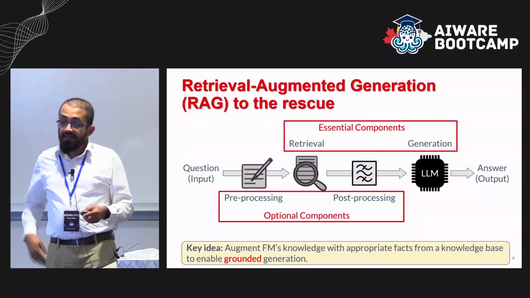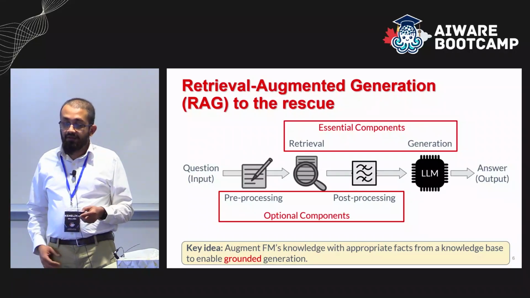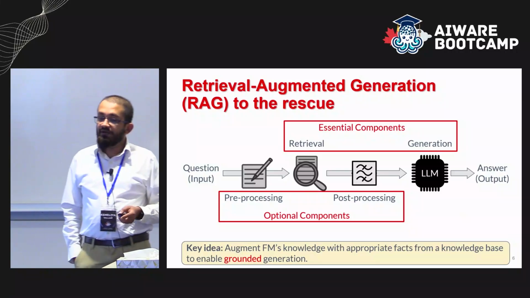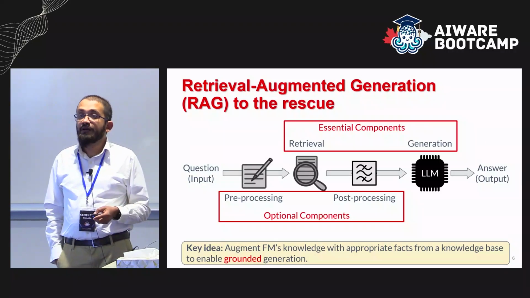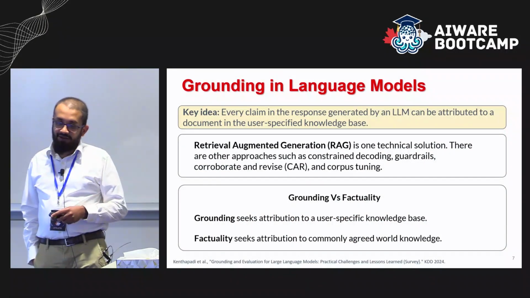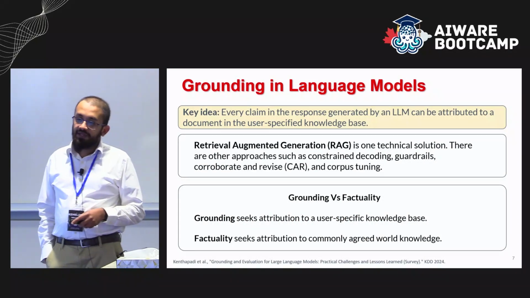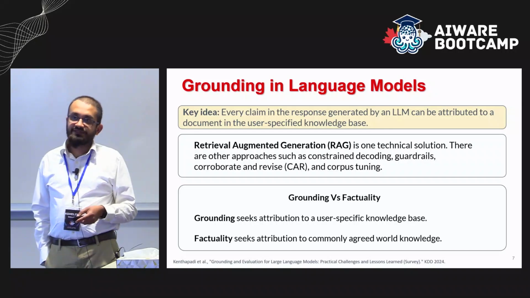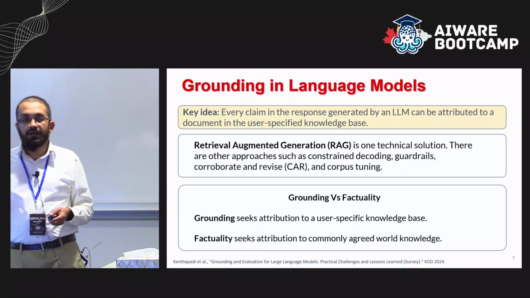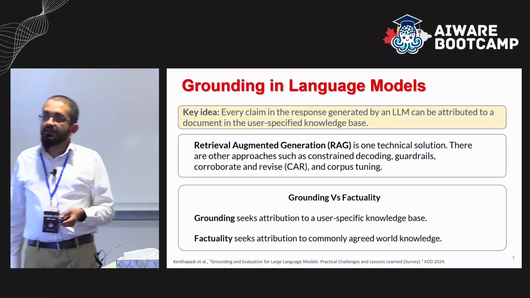So basically the key idea behind RAG is augmenting the foundation model's knowledge with appropriate facts from a knowledge base to enable grounded generation. The key idea here is grounded. So what's grounding in language models? The key idea is every claim in the response generated by the LLM can be attributed to a document in the knowledge base.